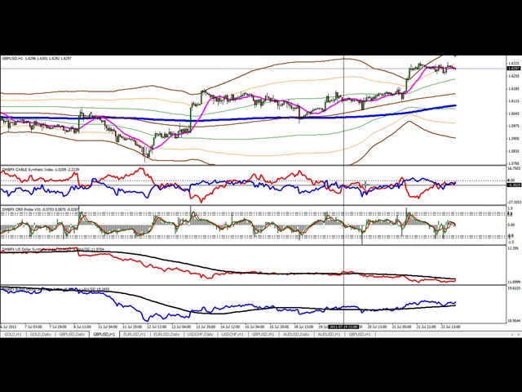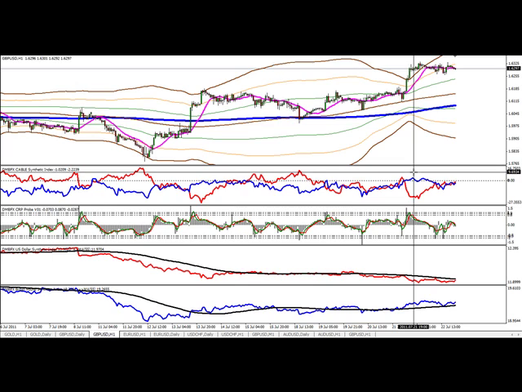So what we're looking for is who's in control. Do we have them moving in opposite directions? Do we have them moving towards each other? Or are they moving parallel, one on top of the other?